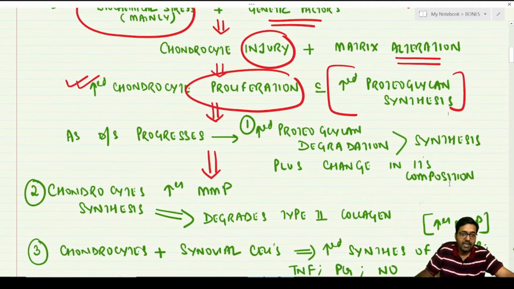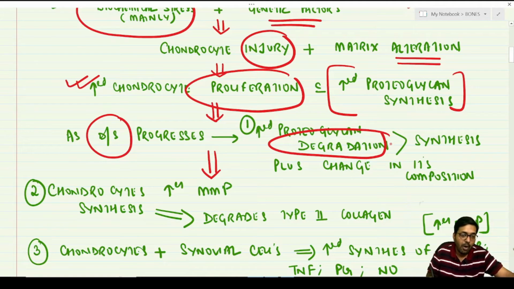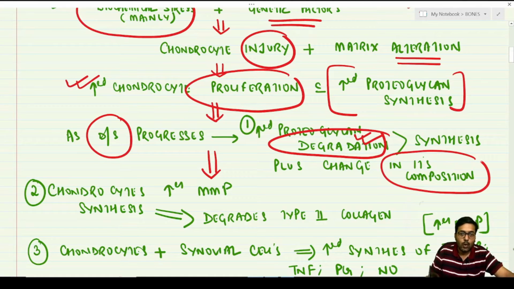But we have to understand over here that as the disease is progressing, the amount of proteoglycan synthesis is becoming less as compared to the amount of proteoglycan degradation. So the amount of proteoglycan degradation is far more than the proteoglycan synthesis. Plus there are also certain changes in the composition of proteoglycan, the amount of water increases.